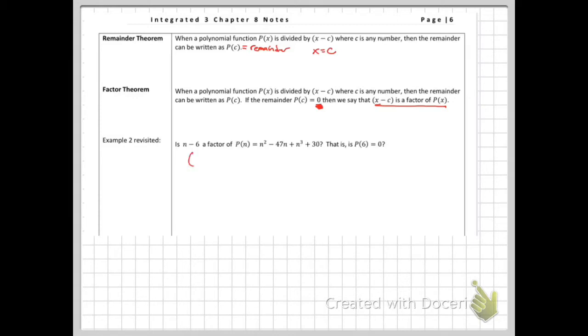So we get to plug 6 in. Remember I did zero product property with my factor. 6 squared minus 47 times 6 plus 6 cubed plus 30. These are kind of big. Take my word for it. If I carefully did the math, I would get an answer of 0.